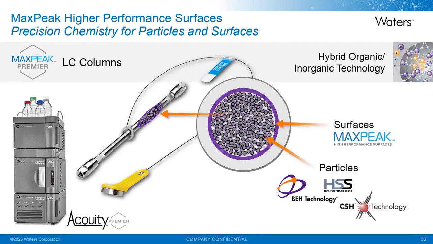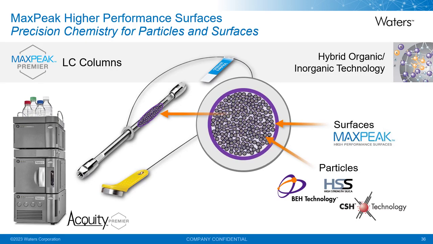This challenge of nonspecific absorption was something that was plaguing our own application scientists as much as it was all of our scientists that we work to serve and assist every day. To address this challenge, we invented the MaxPeak High Performance Surfaces specifically to prevent metal interactions within the separation system as well as the column itself. These are really well suited for reverse phase and hydrophilic interaction chromatography, or HILIC, as well as size exclusion.